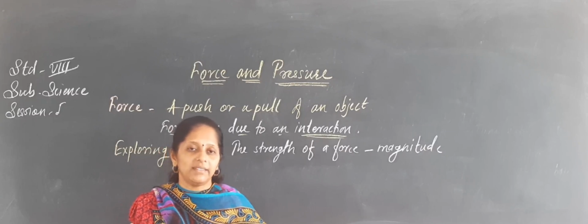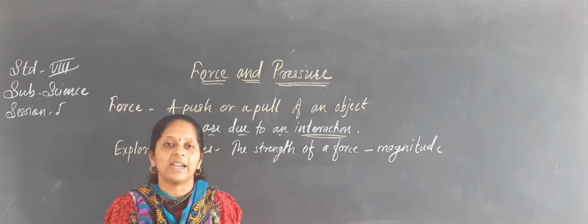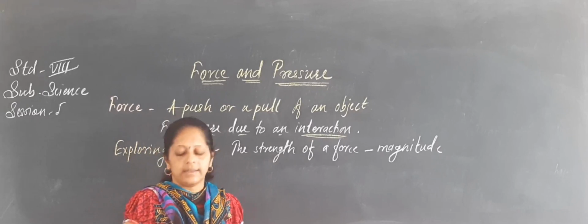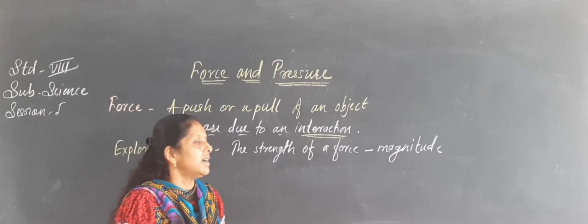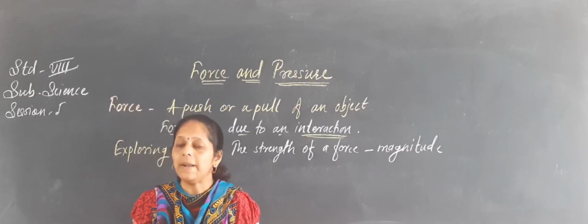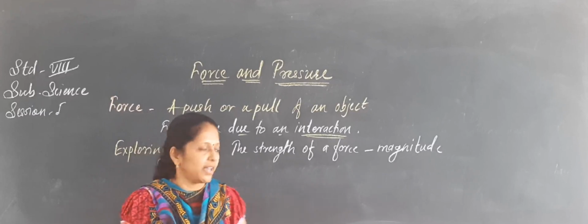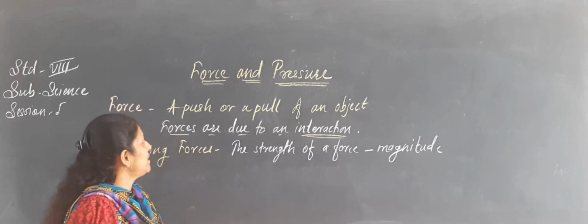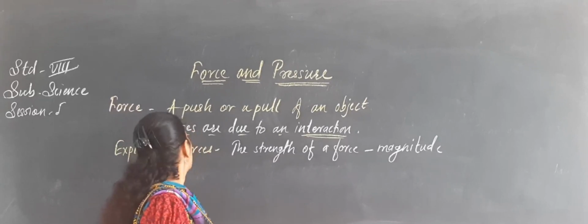The net force acting on the object shows the effect of the force. So this is about exploring forces, that is, the strength of the force, which we express in the form of magnitude. It is also about forces arising due to interaction, and a force is nothing but a push or pull on an object.